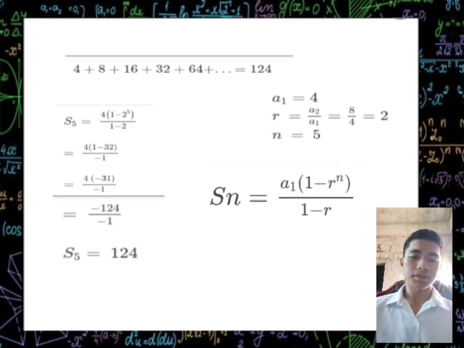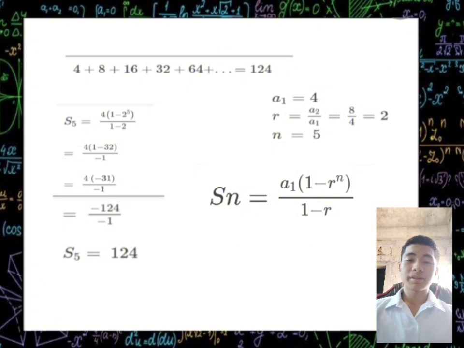finite geometric series, which is S sub n equals a sub 1 times 1 minus r raised to n over 1 minus r. Before using this formula, we have to determine the common ratio. To get that, we have to divide a sub 2 by a sub 1, which is 8 over 4, and we will get the answer of 2, and our common ratio is 2. We can proceed using the formula.